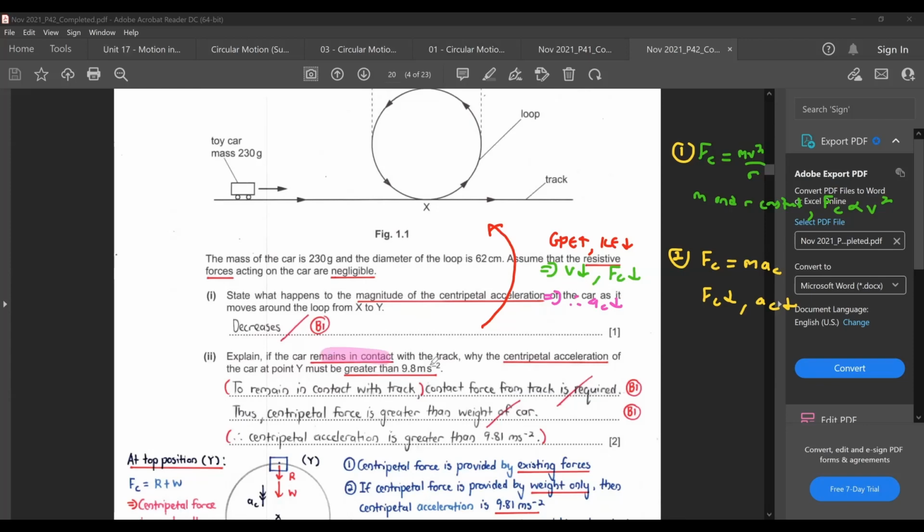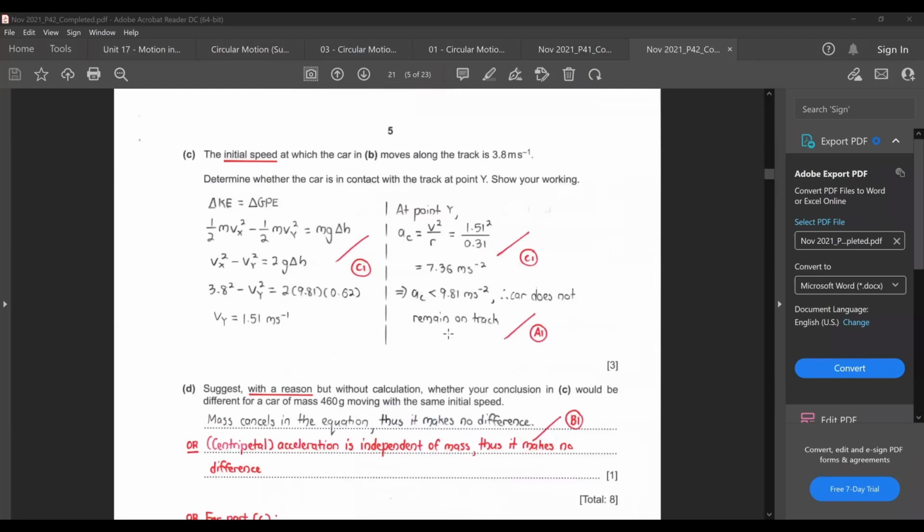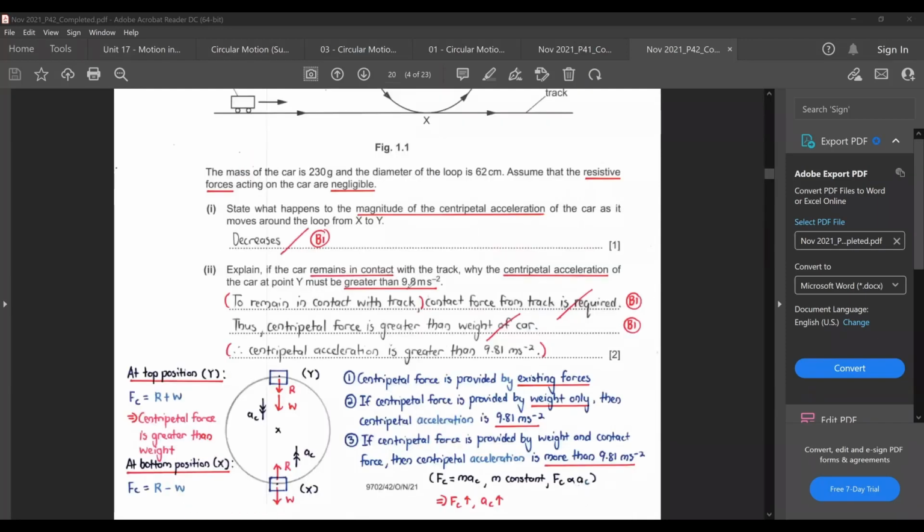Explain if the car remains in contact with the track, why the centripetal acceleration of the car at point Y must be greater than 9.8 meters per second squared. Okay. If your car were to remain in contact with the track at point Y at the top of the circle, why would the centripetal acceleration be greater than 9.8 meters per second squared? All right. Now, when you look at this value of 9.8 meters per second squared, this value looks very familiar. This value looks like the value for gravitational acceleration, 9.81 meters per second squared, right?